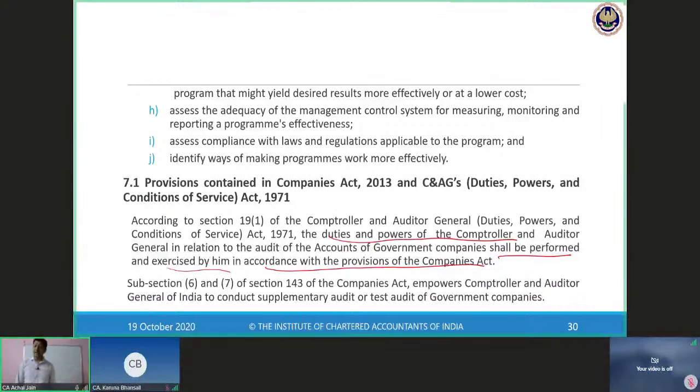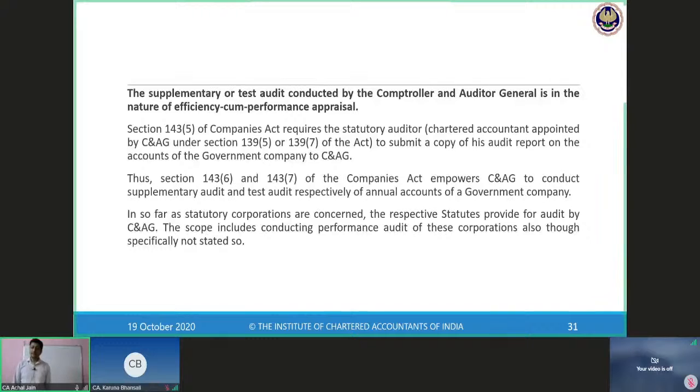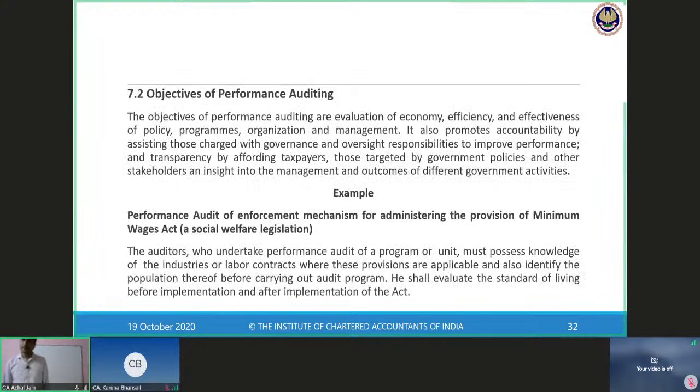Now, Companies Act empowers CAG to conduct supplementary audit, test audit of the government companies if required. And this is something we have already discussed, so that's why I'm not getting into details of this once again. Now moving on to the objectives of performance audit.